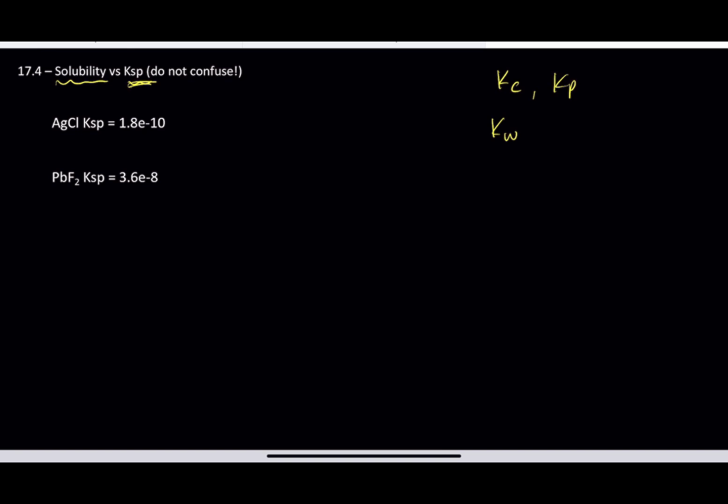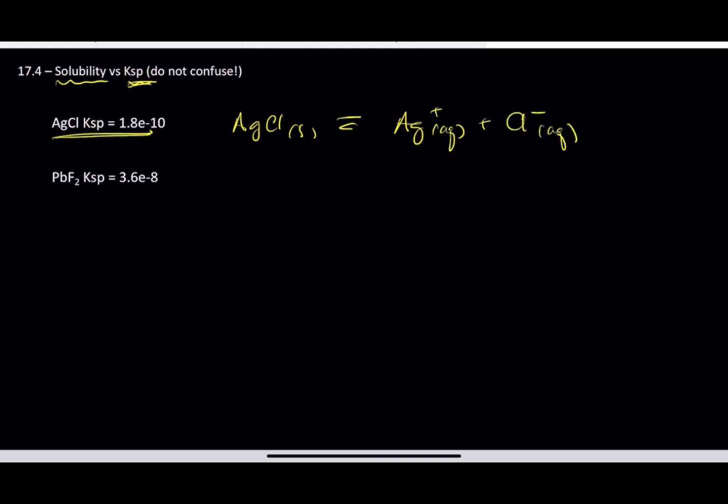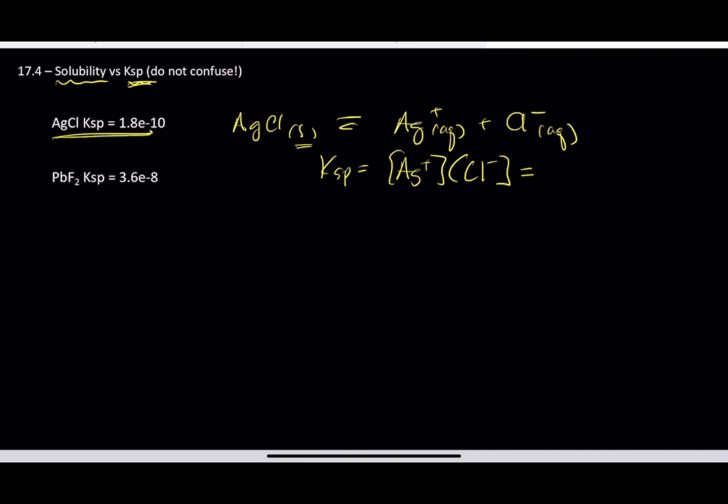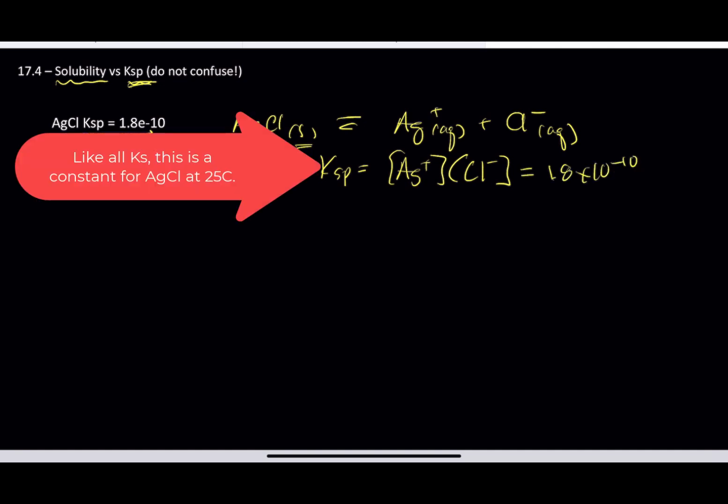So let's write some just to get us started. For example, here we have AgCl. What that means is AgCl solid dissociates to form Ag+ and Cl minus, and this is the equation that goes with that Ksp. So the Ksp for this is equal to [Ag+][Cl-], and that's it because pure solids and liquids are excluded. And let's go ahead and write this in. This is equal to 1.8 times 10 to the negative 10.